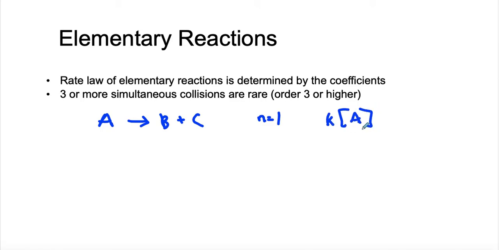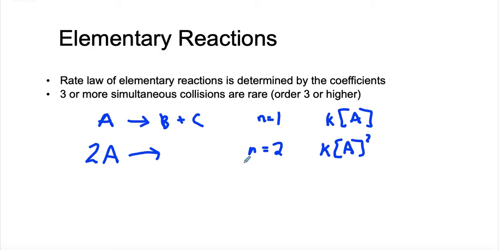If there's a 2 in front of the A, then that is going to be a second order reaction, and you would raise it to the power of 2. And then you could have a 3 in front of that as well. Or you could have 2 different reactants, and they both add to give you an order of 2. Okay. Three or more are very unlikely to have simultaneous collisions and are very rare. If you do have a reaction that does do that, then it is going to be a very slow reaction. Okay, so those are elementary reactions.